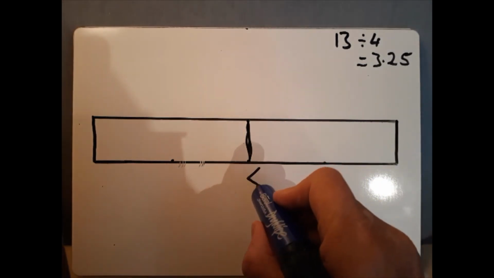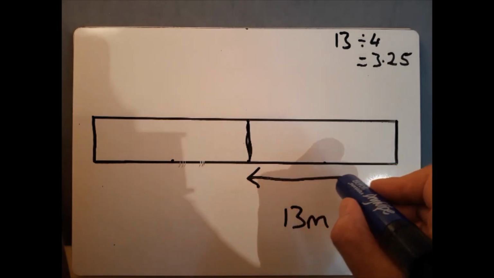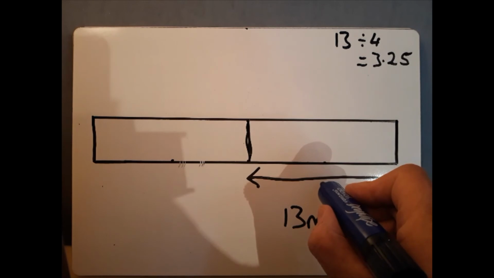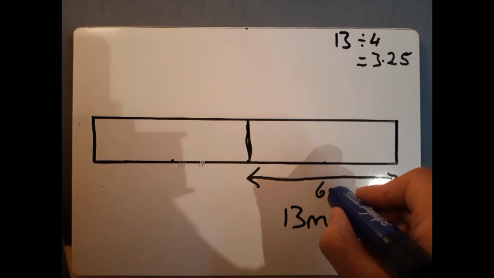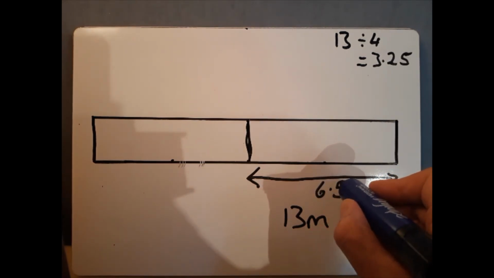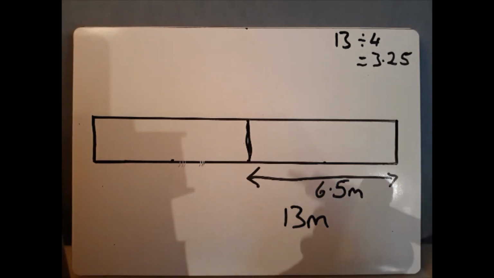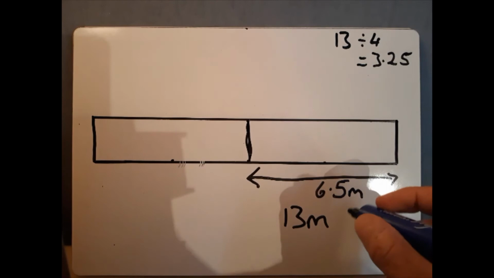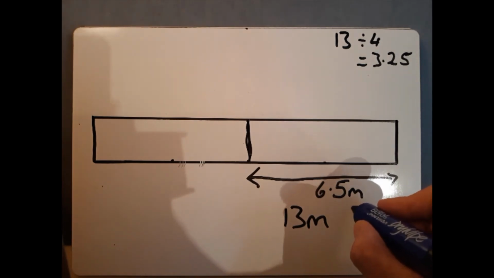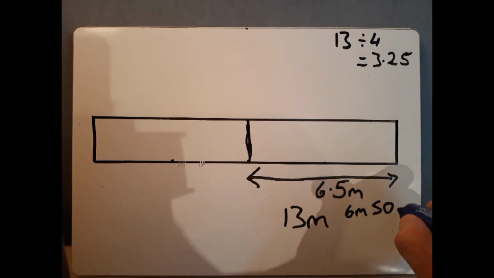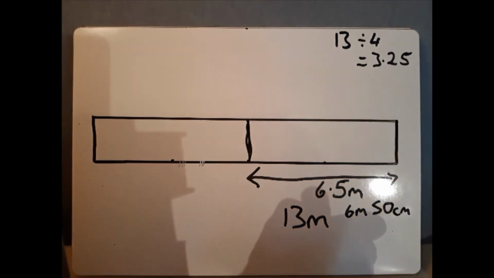If we do that, half of 13 is 6.5. Now 0.5, and that's 6.5 meters. 0.5 of a meter, we can say that as 6 meters and 50 centimeters.